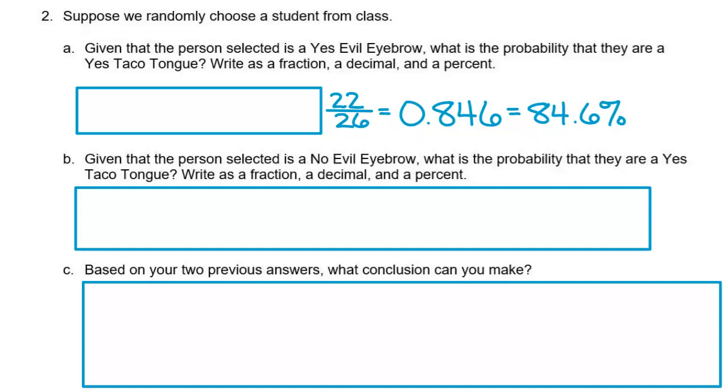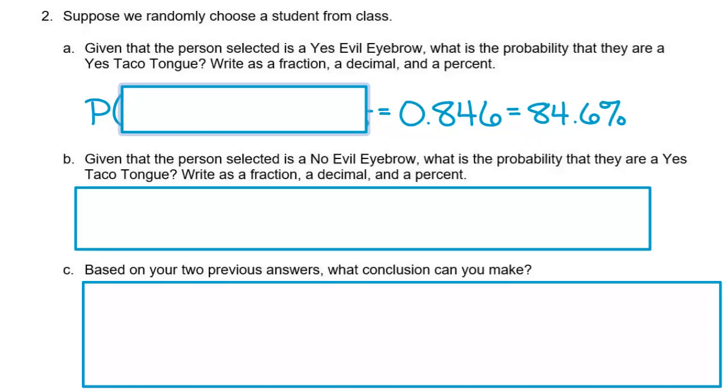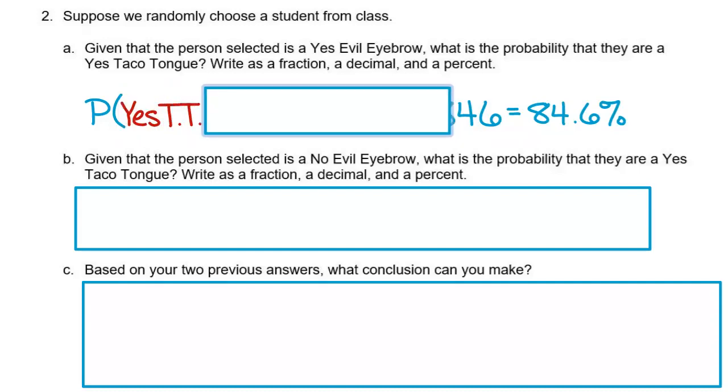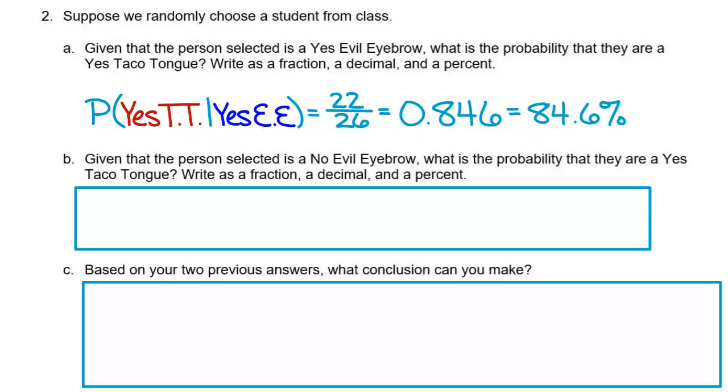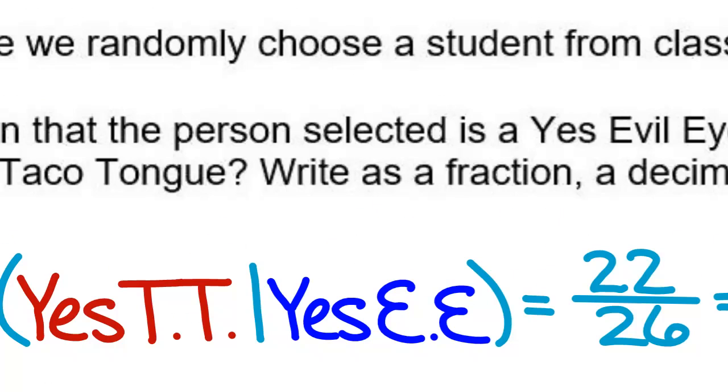We need to talk about how to write this using proper probability notation, because that is something that you guys will be expected to do. So when I start probability notation, it has to start with what letter? P. So it has to start with a capital letter P. And then we have a parenthesis. And then we have the thing that we want the probability of, not the condition that we were given, but this piece, the yes taco tongue. So that would be my next part. Yes taco tongue. And then we use this line right here to mean given that.